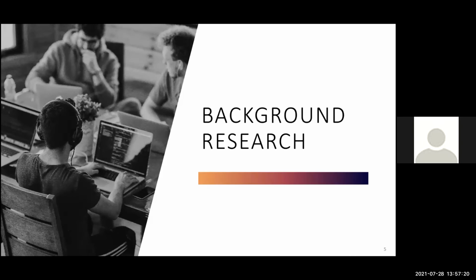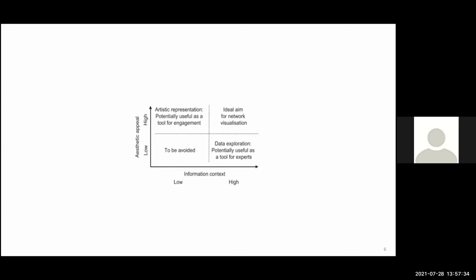So what have other people done? An article by Michael Pocock et al. neatly summarizes all the different approaches you can take when visualizing a network and what the priorities of those approaches are. We need to strike a balance between information context and aesthetic appeal. We're aiming for as high an information context as possible while still maintaining high aesthetic appeal. This is quite a challenging balance to strike, but somewhere in the ideal section is where we're trying to aim.